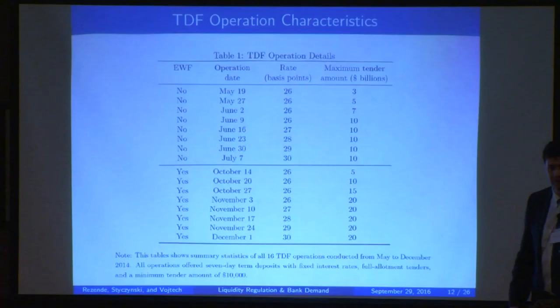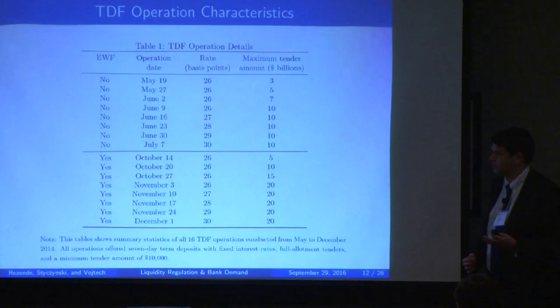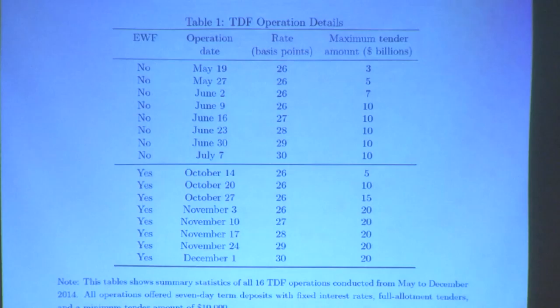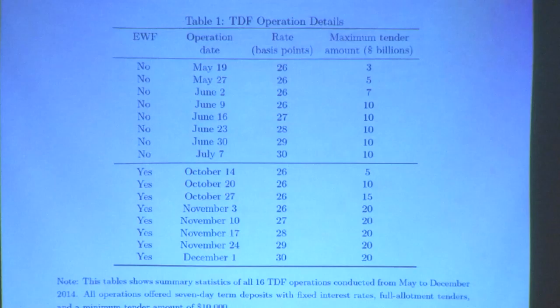But at the same time, there were also other changes in relevant characteristics. The rates offered, you can see that the rates range from 26 to 30, and you think about the opportunity cost as the interest on excess reserves of 25 basis points. So it's just a very, very small spread above this interest on excess reserves. And the tender size also changed a bit.